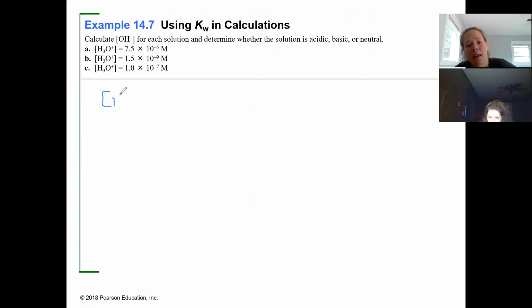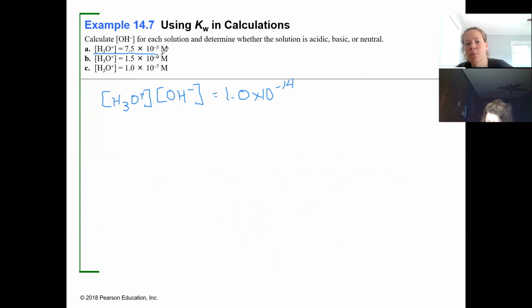So we know that H3O plus concentration times the OH minus concentration is equal to 1.0 times 10 to the negative 14. Always the case. So if I know the H3O plus concentration, like look at A here, the H3O plus concentration is 7.5 times 10 to the negative 5th, I can calculate the OH concentration because we just plug it in: 7.5 times 10 to the negative 5th times OH will always equal 1.0 times 10 to the negative 14.